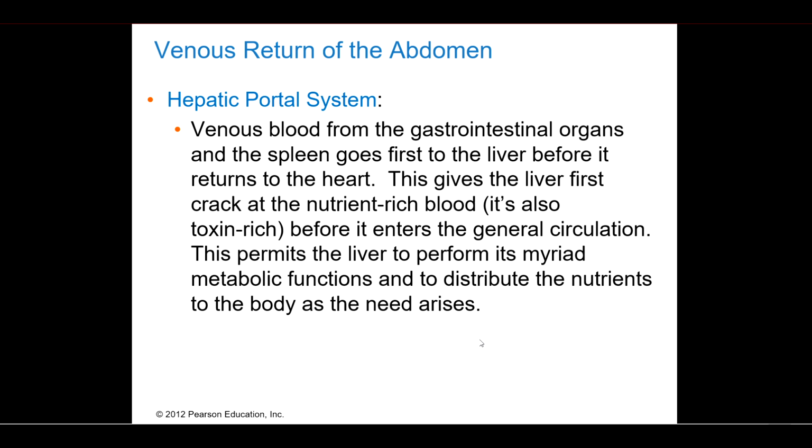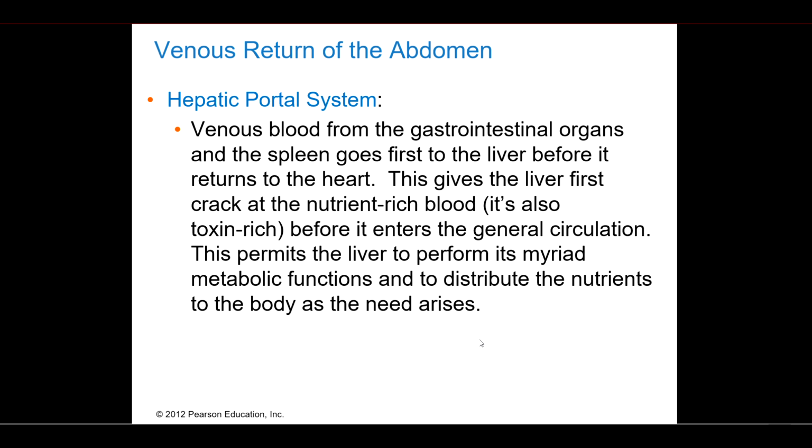I want you to think about this for a minute, right? You may have had breakfast, lunch, or dinner a couple hours ago. And right about now, you're probably absorbing some of those nutrients from the foods that you ate. However, you may also be absorbing chemicals or toxins or poisons that could kill you.